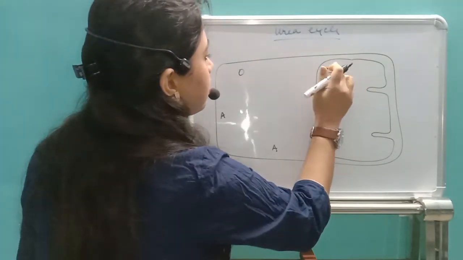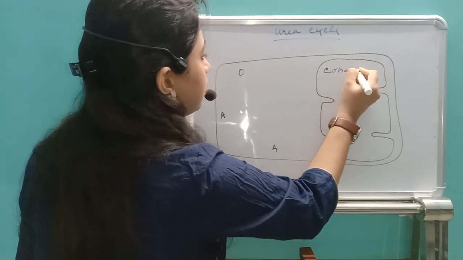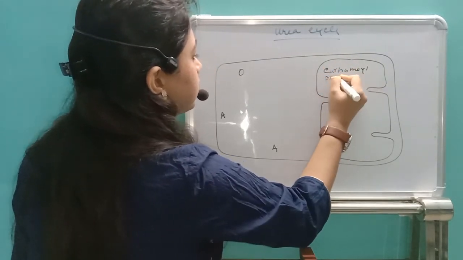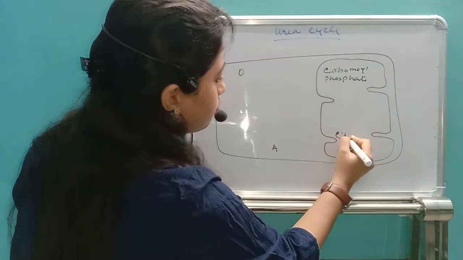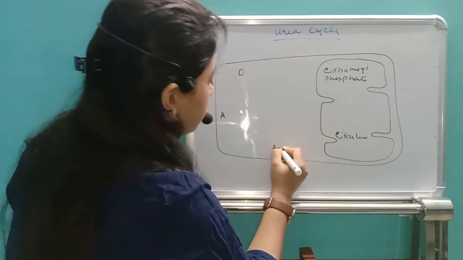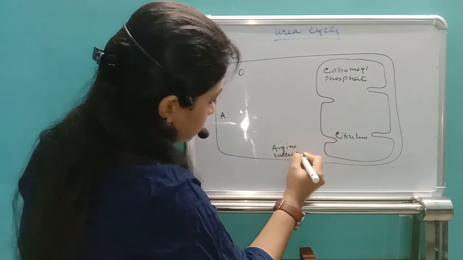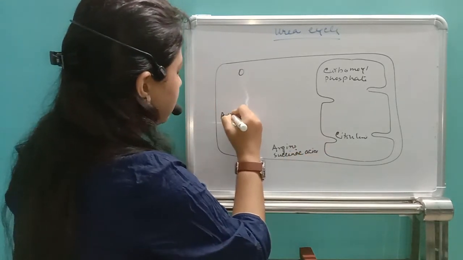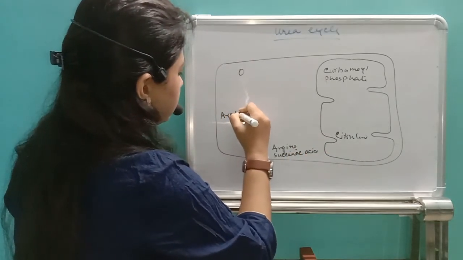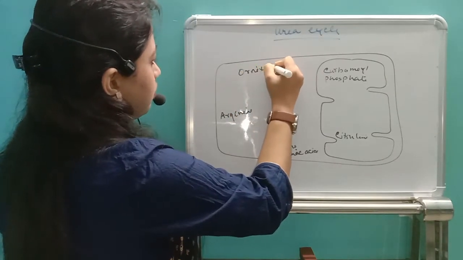First of all, carbamoyl phosphate. Second, here we will produce citrulline. Here it is arginosuccinic acid. Next one, this is arginine. Here it is ornithine. Okay.